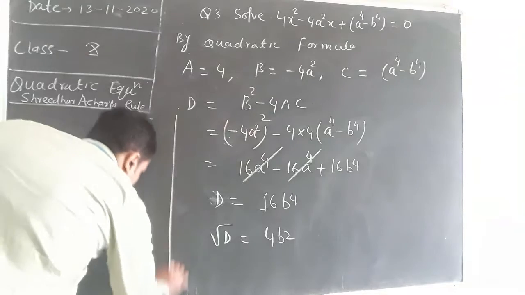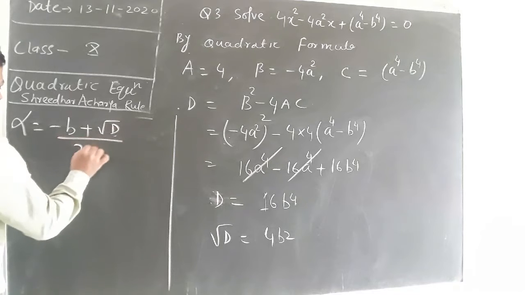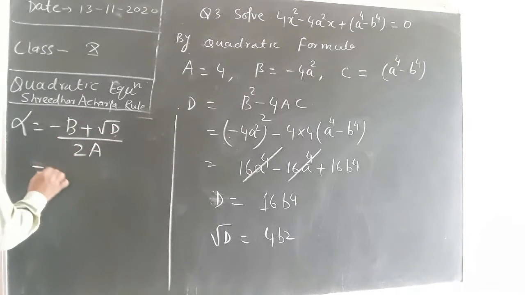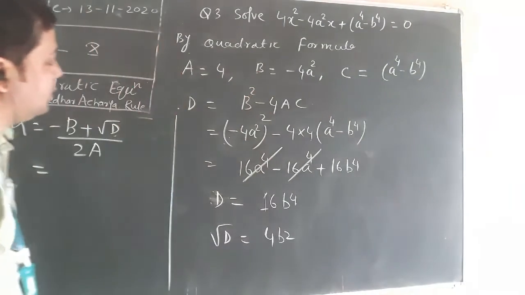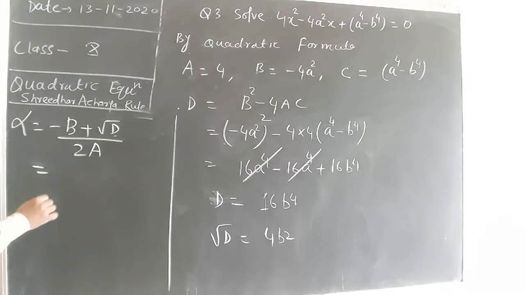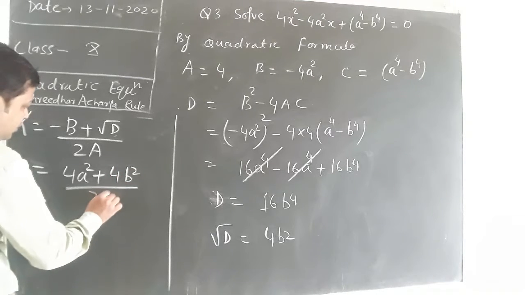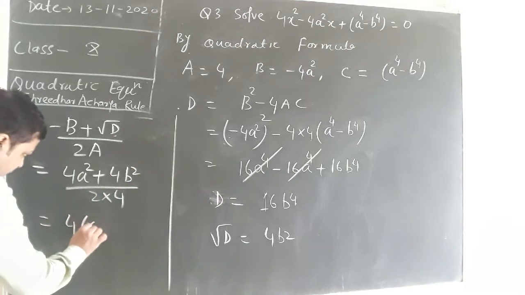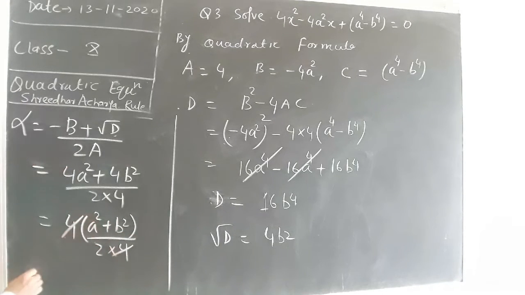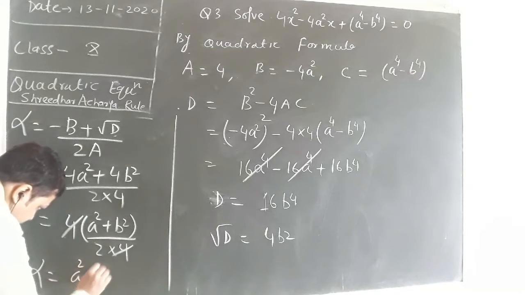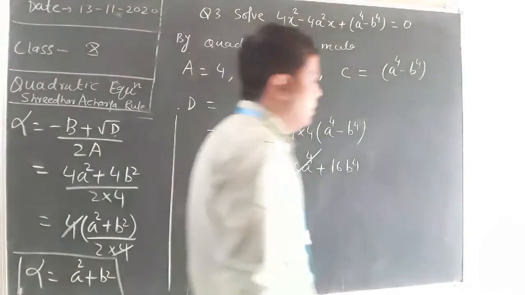After this you have to find alpha. Alpha is equal to minus B plus root D divided by 2A. Here B is minus 4a square, so minus B will be 4a square, plus root D, 4b square, divided by 2 into 4. 4 will be common, so it will be a square plus b square divided by 2 into 4, 4 we cancel out. So alpha is equal to a square plus b square. This is the value of alpha. Similarly you can find the value of beta.